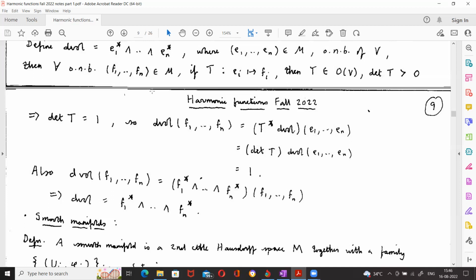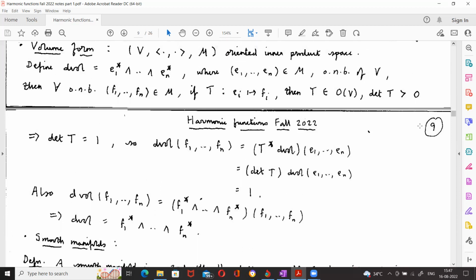So that means that this d-vol, which I defined as E1 star wedge En star, is independent of the choice of positively oriented orthonormal basis of V. So the volume form is actually the unique n form which takes the value 1 on every positively oriented orthonormal basis. Is this clear? Okay, so that's the volume form of an oriented inner product space.